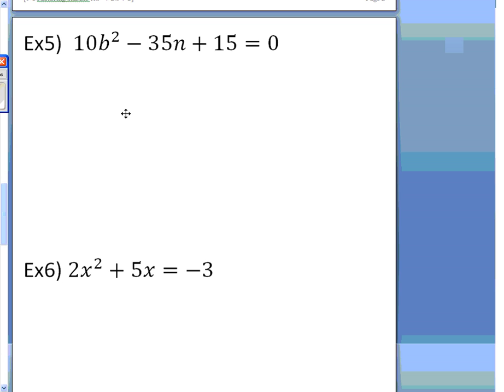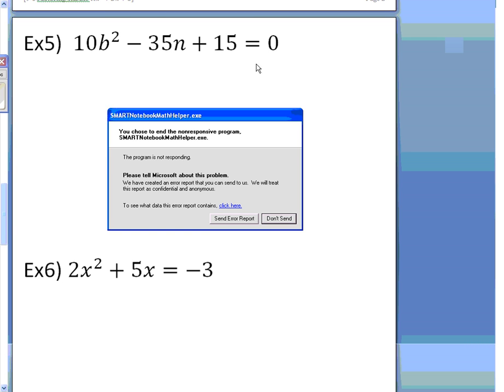Had a technical difficulty there for a second, but we're going to go ahead and try this next problem. I want you to notice real quick that this is the first problem in which it's equal to something. And since it's equal to something, we're actually going to solve it. We're not just going to factor it. We're going to solve this problem.